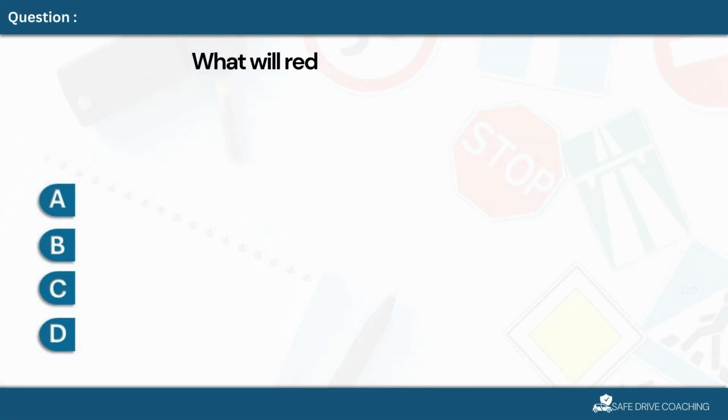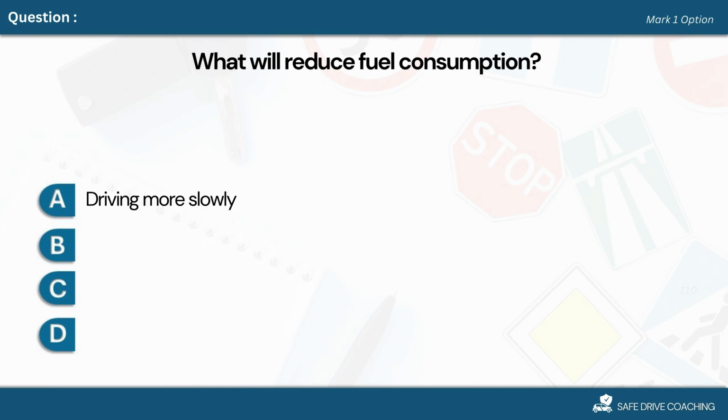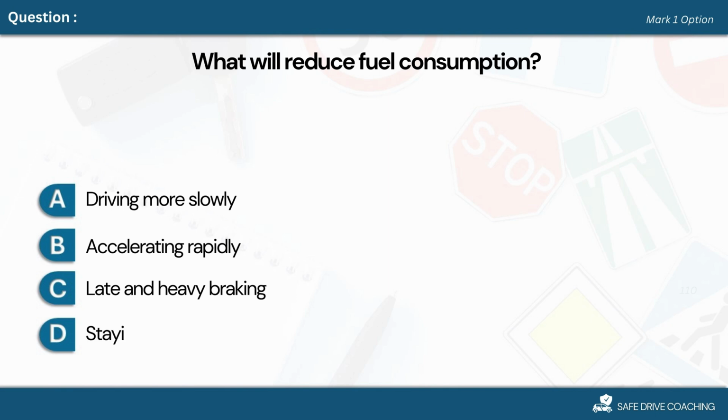What will reduce fuel consumption? A. Driving more slowly. B. Accelerating rapidly. C. Late and heavy braking. D. Staying in lower gears. The correct answer is A. Driving more slowly.